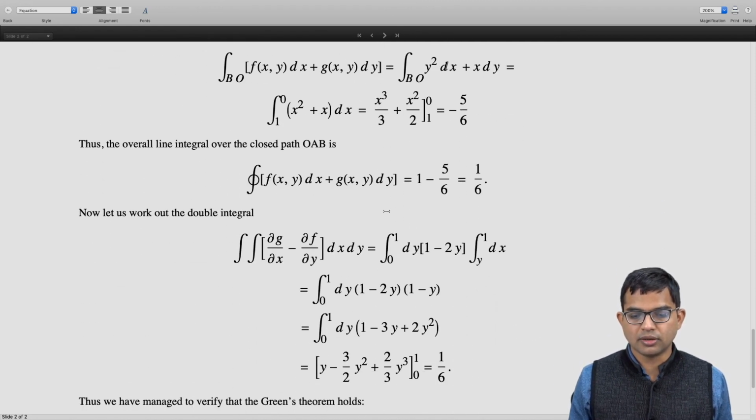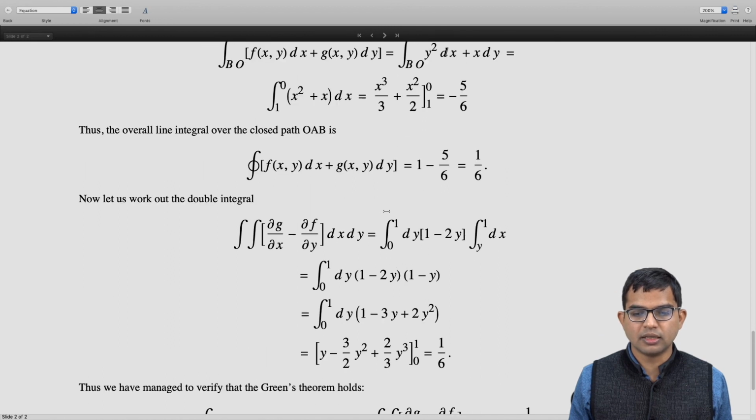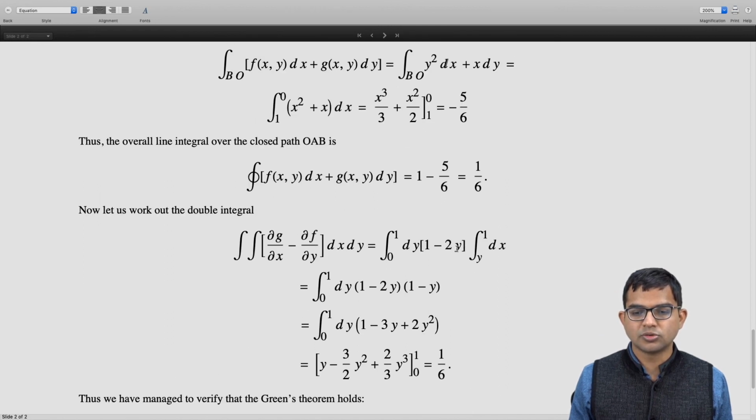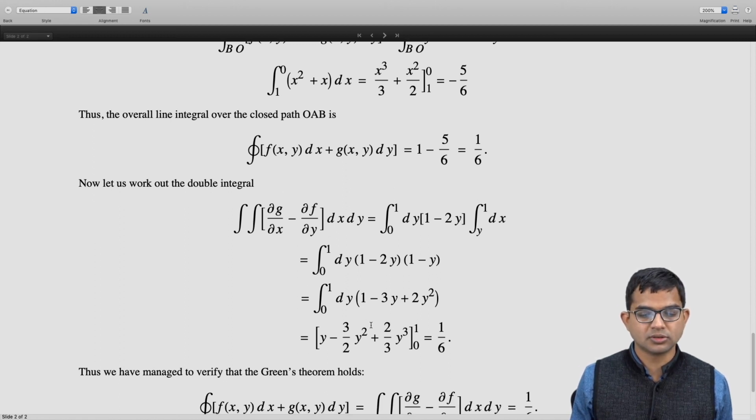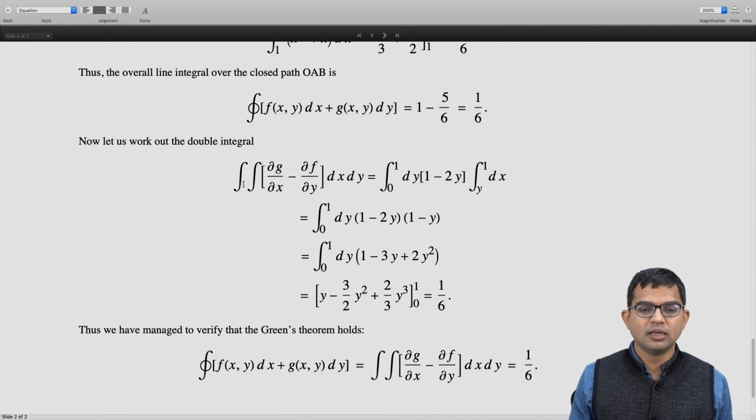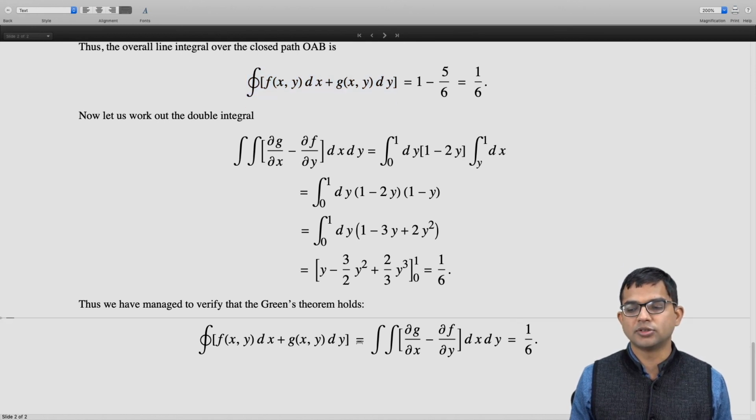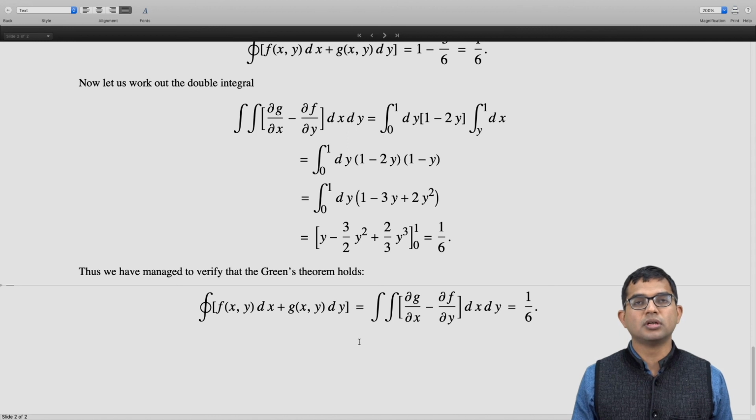If you do it carefully, this double integral is the integral of 1 minus 2y into 1 minus y, since dx will become x, which is 1 minus y. Then you expand, so you get 1 minus 3y plus 2y squared, which integrates to y minus 3 by 2 y squared plus 2 by 3 y cubed from 0 to 1, which is just 1/6. So immediately we see that indeed this double integral is equal to the closed line integral, according to Green's theorem, and both of these are equal to 1/6. So we have managed to verify that Green's theorem holds for this particular case.